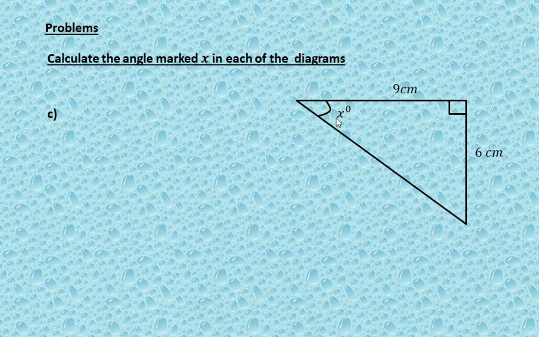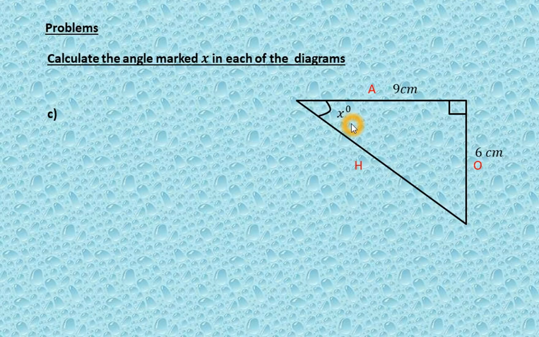In this problem, we have to find this angle x. It's a right angle triangle. Which is the opposite side? This is the opposite side of the 90 degree angle. Then this side is called the hypotenuse. The opposite side and adjacent side depend upon this angle. In this case, this side is the opposite side, and this is the adjacent side, the nearest side.